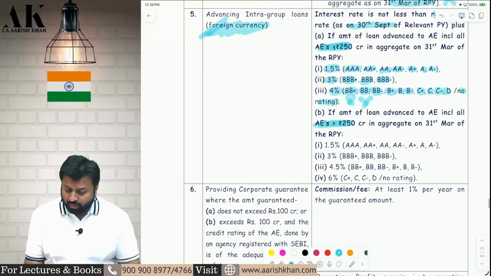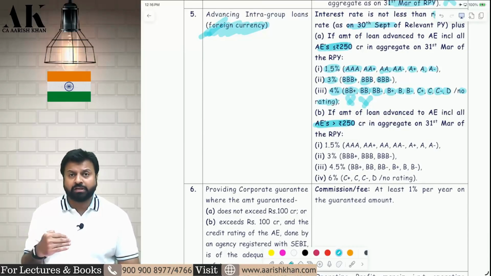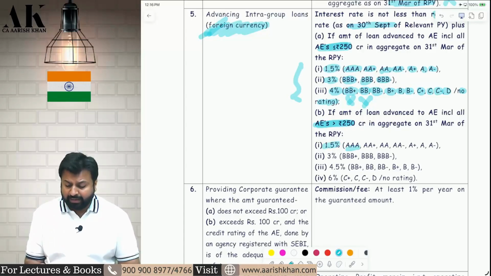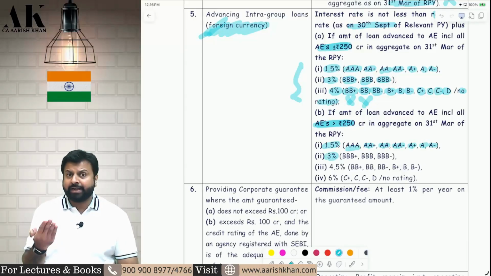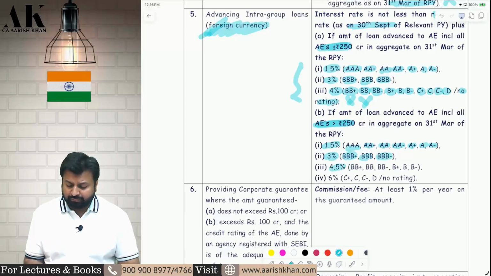Next, if the loan amount is greater than 250 crores, then there are 4 options now. Here it was 3 options. Here there are 4 options. 1.5% for AAA, AA plus, AA minus, A plus, A minus. Reference rate on 30th September plus, if the loan amount is more than 250 crore, for BBB plus, BBB minus, 4.5%. For BB plus, BB minus, B plus, B minus, 6% plus reference rate on 30th September. C plus, C minus, D, or no rating. Again, no limit of 100 crores.